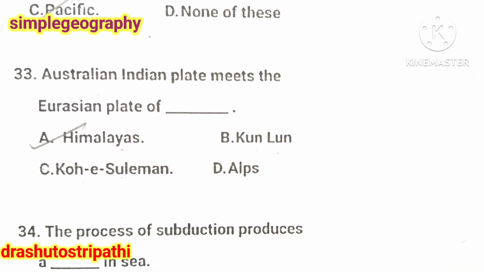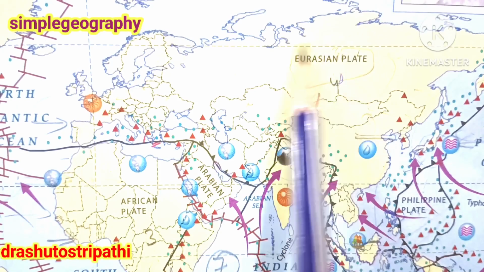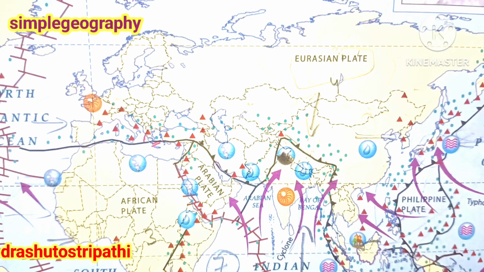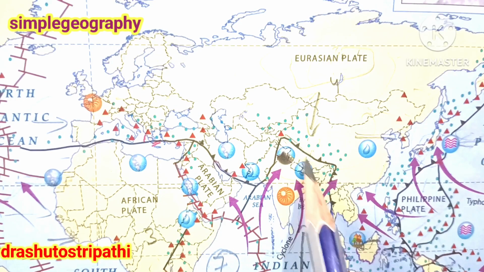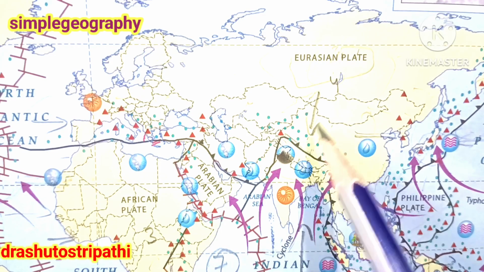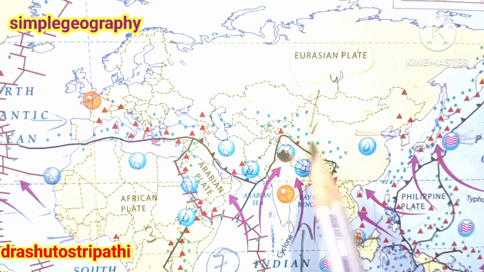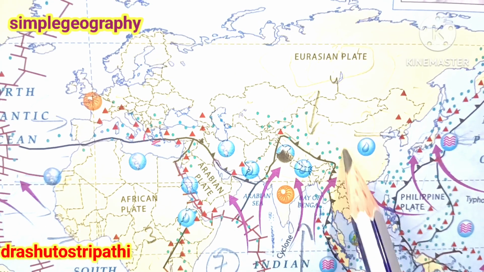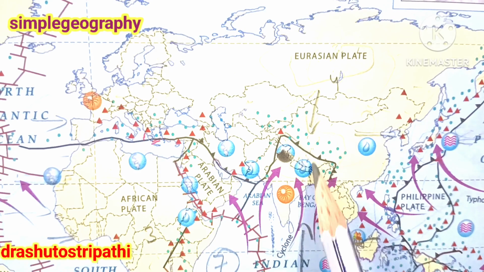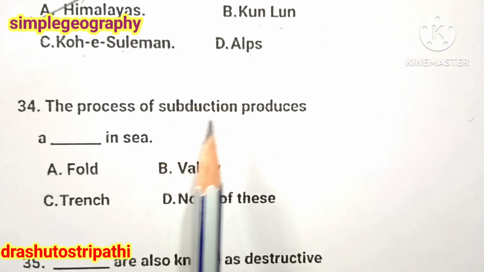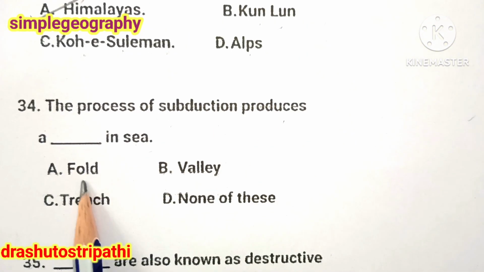The Australian Indian plate meets the Eurasian plate to form which of the following: Himalayas, Karakoram, Kohe Suleiman, Alps. The answer is A, Himalaya. See, this is the Eurasian plate and this is the Indo-Australian plate. When these two plates collide, this is the Himalaya. The Himalaya is formed due to the collision of two plates, and the sediments of the Tethys rise up and the Himalaya is formed.